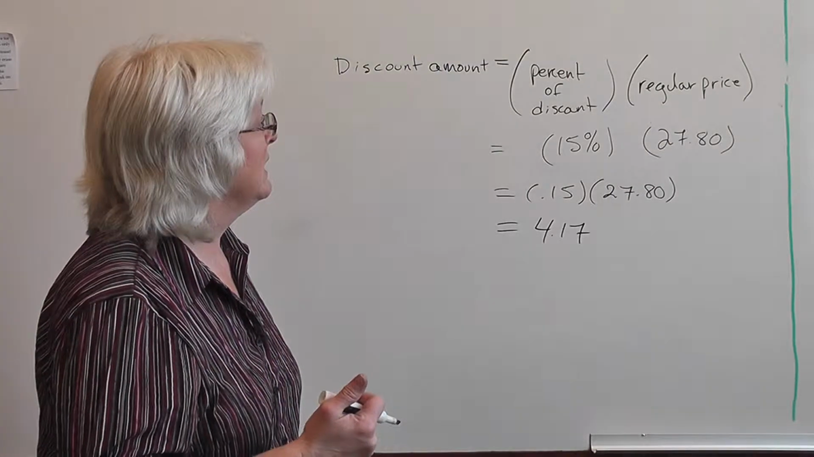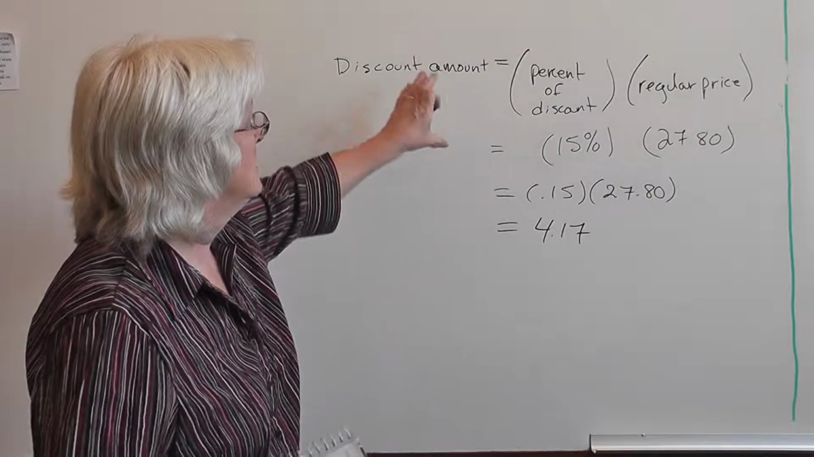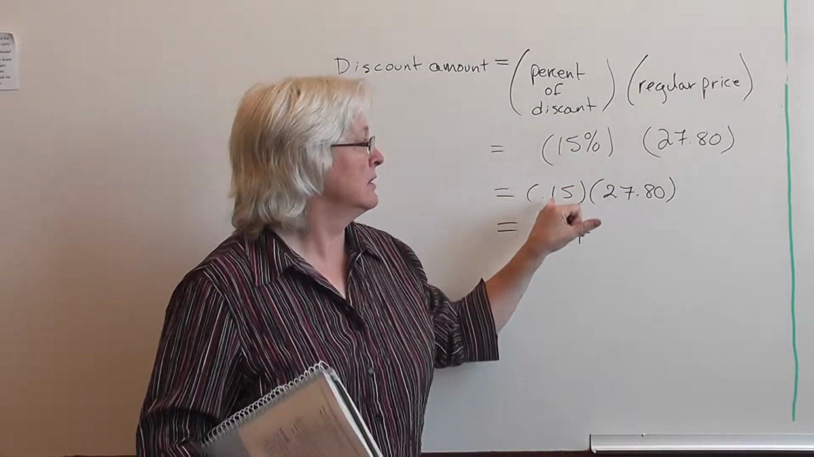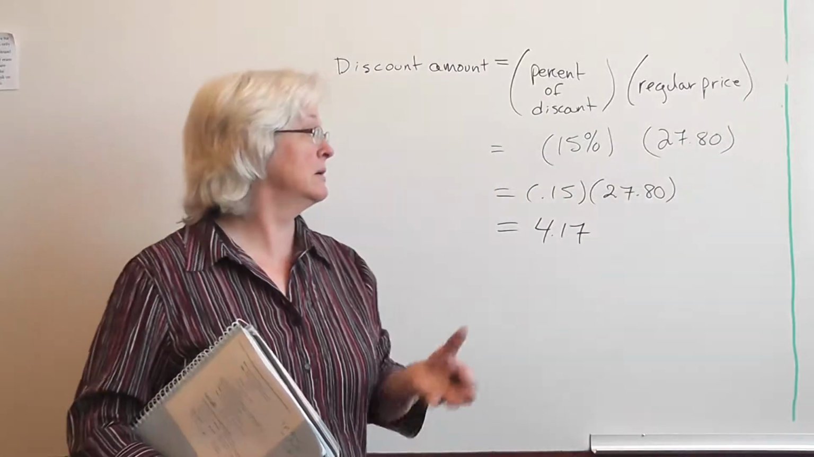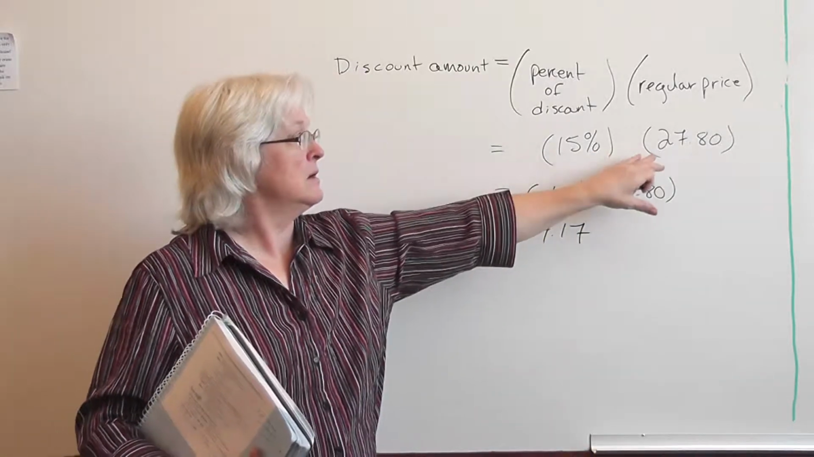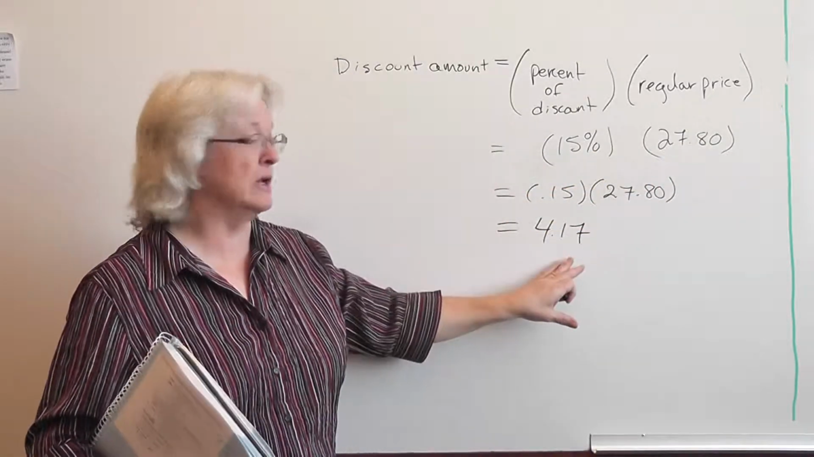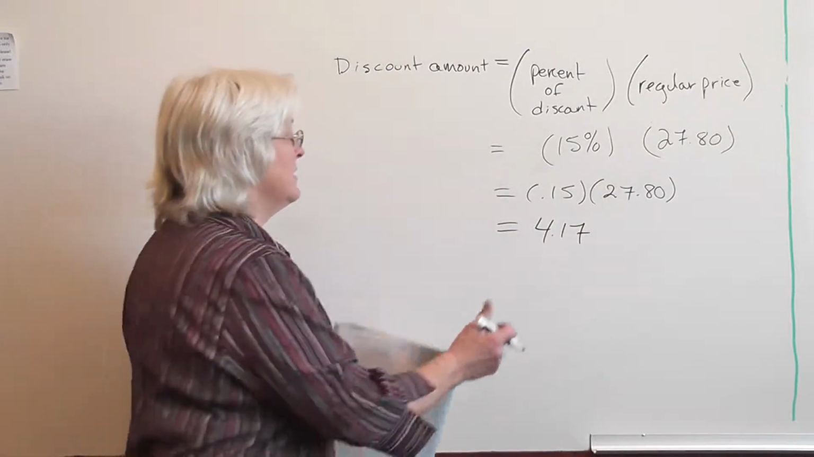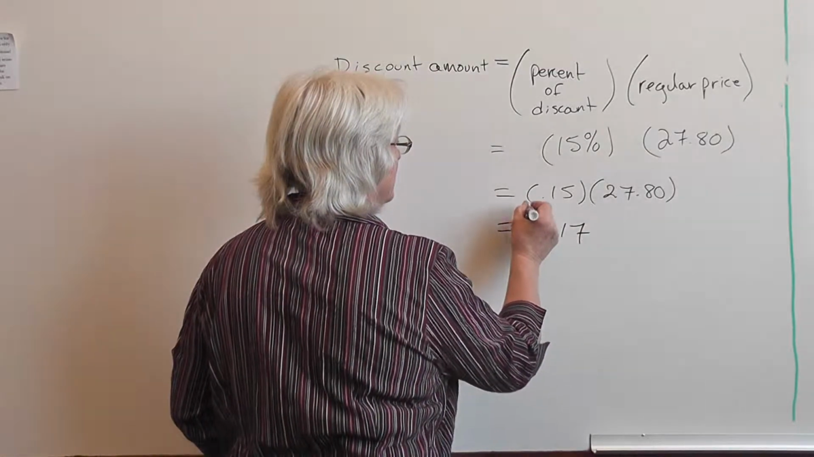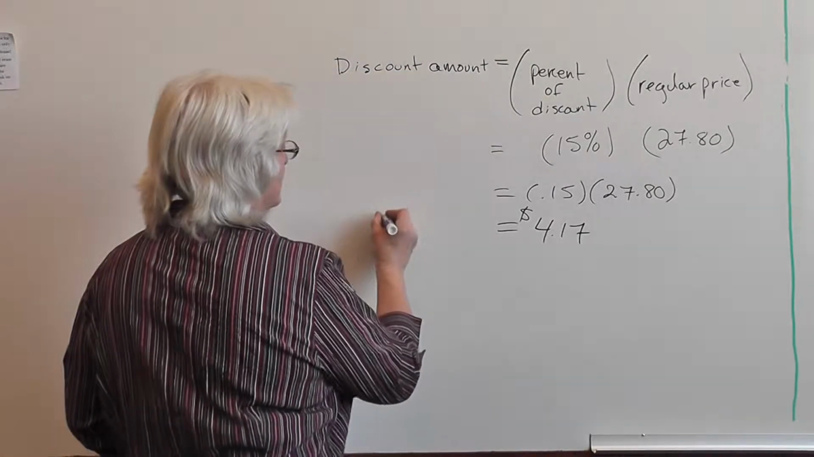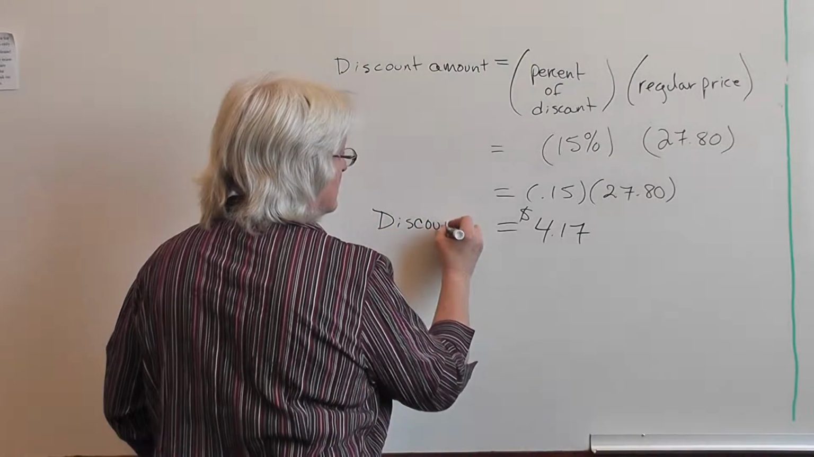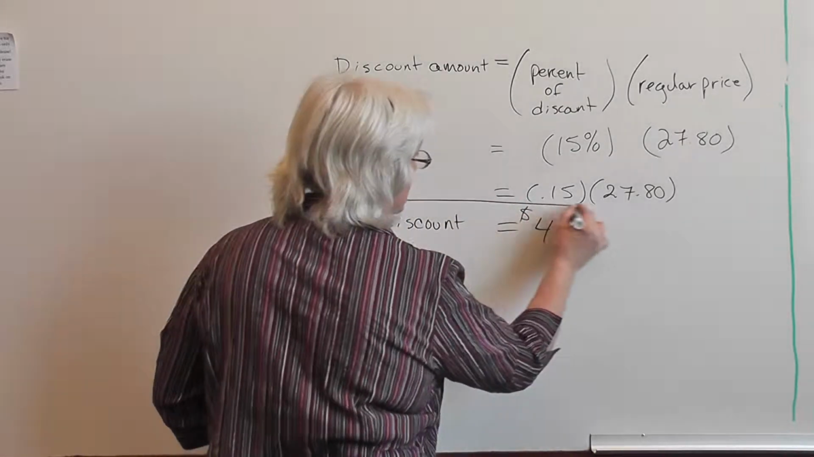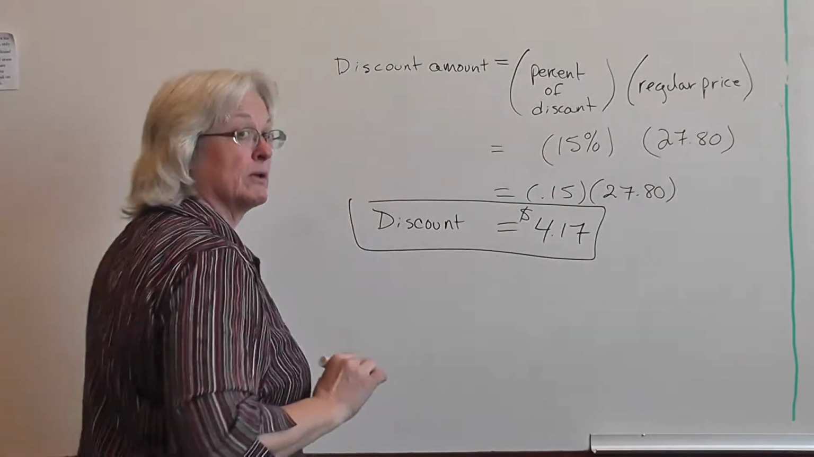Well, really it isn't, because our discount amount is a percentage of the original price. The original price in America is calculated in dollars and cents. So 4.17 tells us that the amount of the discount is $4.17. That's the first part of our problem.